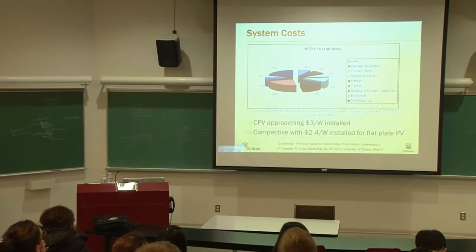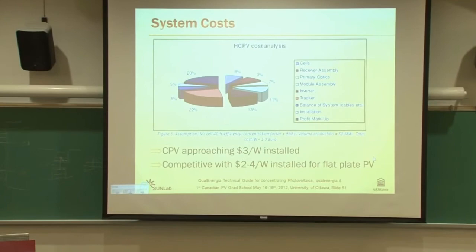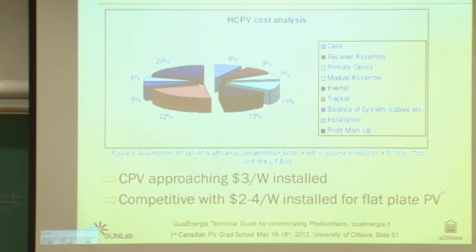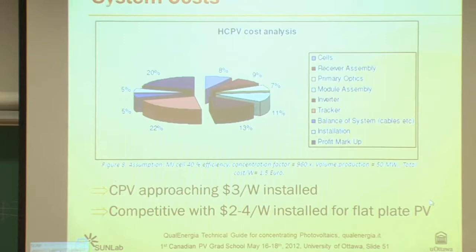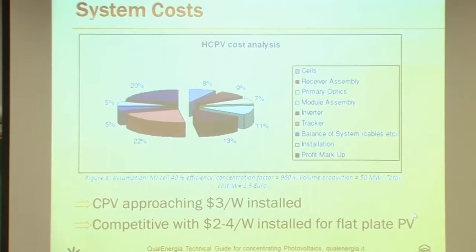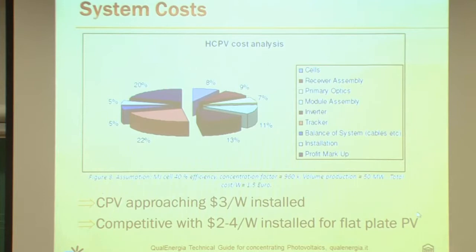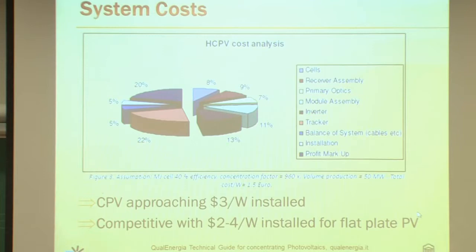In terms of system costs, this is one particular analysis, and they do vary by who does it and over time. You can see that the III-V cells only account for 8% in this particular analysis of the total cost of the whole system. Although this does include 20% for profit markup, because this is full, and install is in here as well. So out of the entire system in the ground, you can see cells, receiver assembly, primary optics, module assembly 11%, inverter 13%, tracker, that 22% might be a little bit high, let's see other numbers.